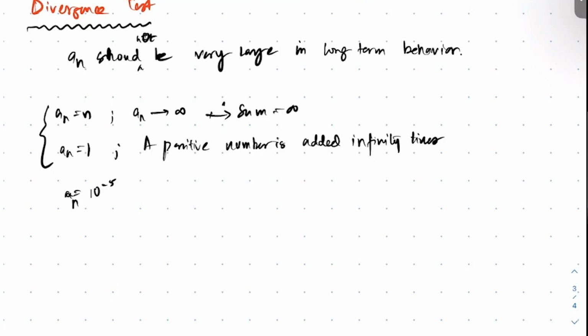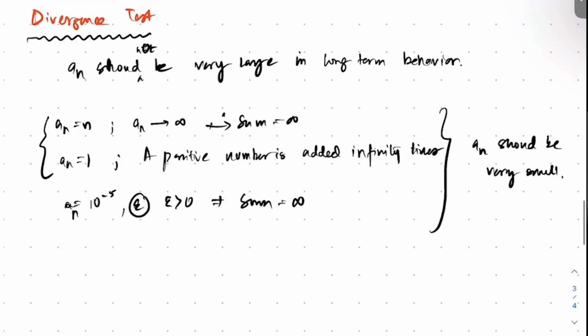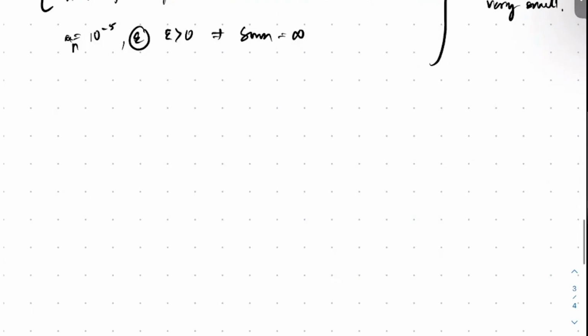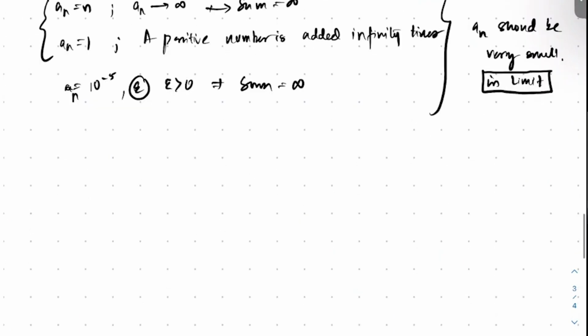So in some sense, it tells you that a_n should be very small in the long term. How to denote it mathematically? Even if a_n equals any small epsilon, for epsilon greater than 0, it will still go to infinity. The basic idea is that a_n should be very small in the limiting sense. Now, why is that so?